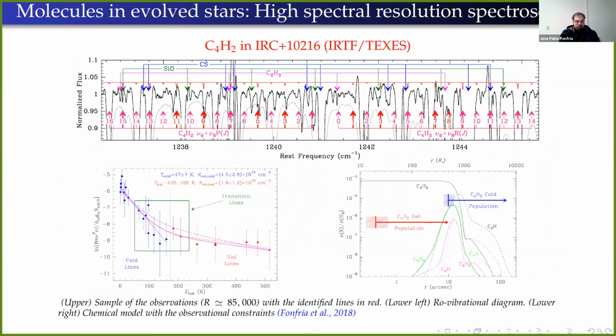A good example of finding the spectrum of a molecule in a spectral range with a high line density is the case of acetylene in IRC 10216. Acetylene was expected to form in this star, but there was no trace of its band in the low spectral resolution observations taken with ISO. Nevertheless, it was possible to find it in the high spectral resolution observations carried out with the IRTF and the spectrograph TEXES, even though it is in a spectral range crowded with acetylene, CS, and SiO lines.